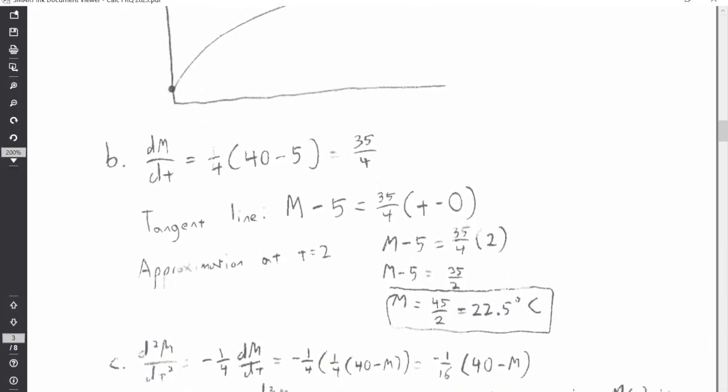So first off, the second derivative, the derivative of 40 minus m, if we could distribute it out, we would find that it's going to be negative 1/4 dm dt. Right? We took a derivative of m, so we need a dm dt. Well, we know what dm dt was, so we're going to plug in dm dt here.